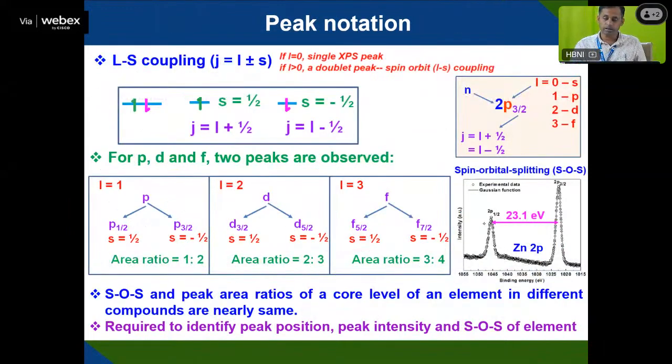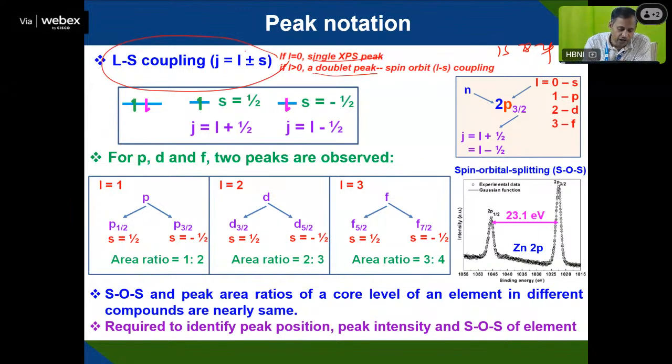In XPS, there is a particular peak notation, like the 1s peak, 2s peak, 2p, whether it's 1s, 2p 3/2, 2p 1/2, or d 5/2, d 7/2. All those things depend upon LS coupling, or spin-orbit coupling, you can say. So J equals L plus or minus S. If L equals 0, then it is a single peak in XPS. If L is greater than 0, that means a doublet will be observed.